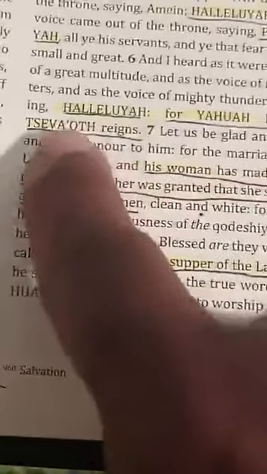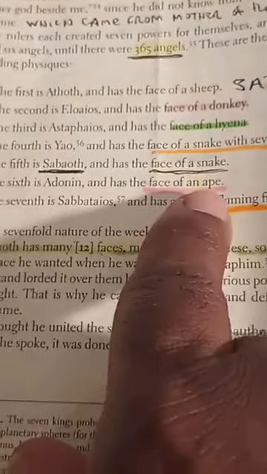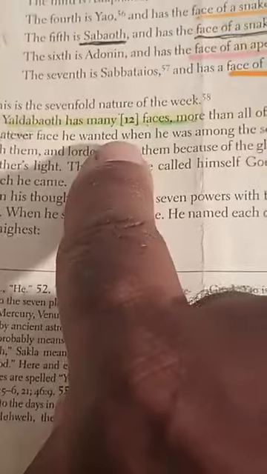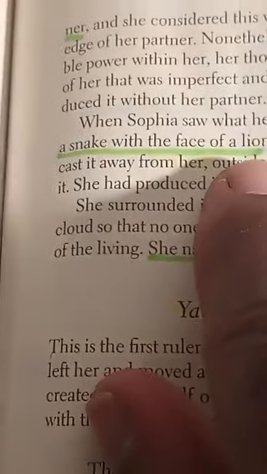Sabath is the one who rejected him. Sabath is Yahuwah Sabath. He has the face of a snake. Adonin has the face of an ape. And Sabbateos has the face of flaming fire. But Yaldabaoth has many faces, more than all of his sons, so that he could show whatever face he wanted when he was among the seraphim, but also when he's on earth. But his regular features, he's a snake with the face of a lion.